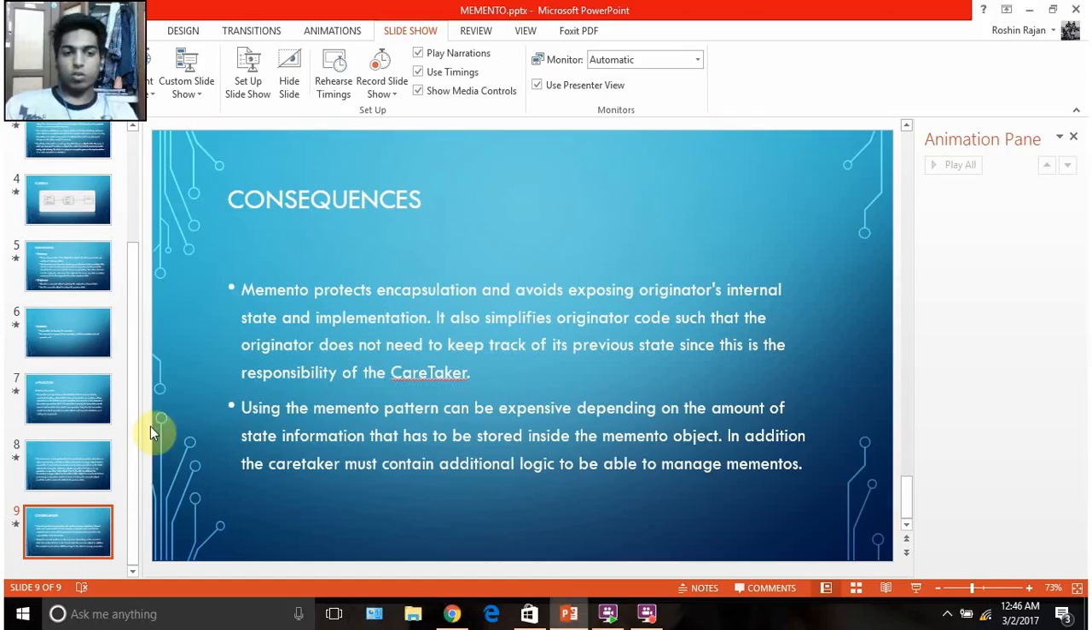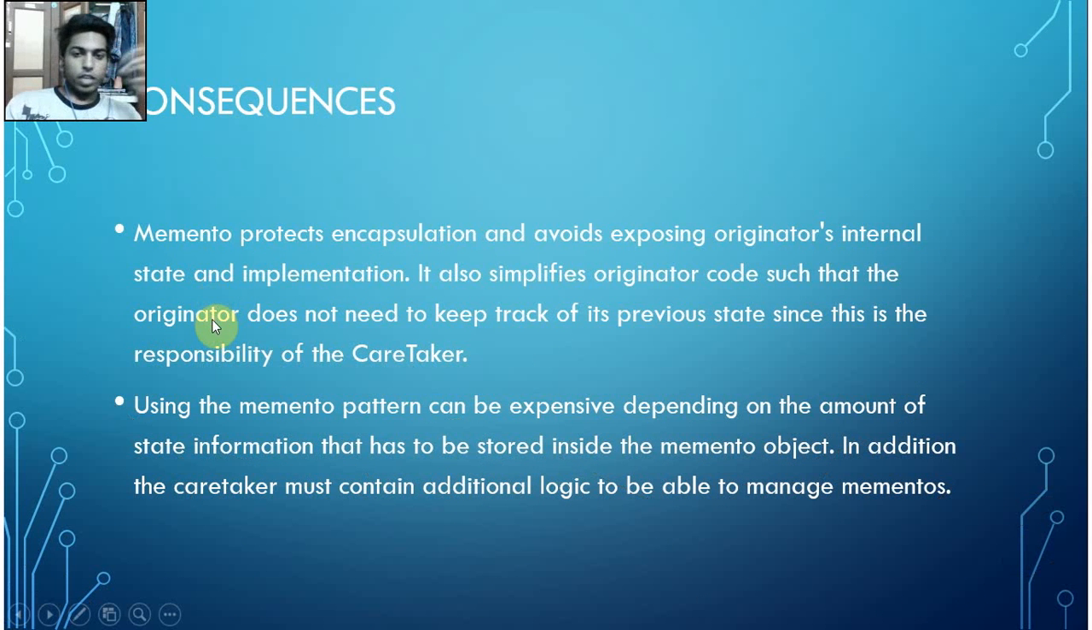If you look into the consequences of this, memento protects encapsulation, avoiding exposing the originator's internal state and implementation. It also simplifies the originator's code, such that the originator does not keep track of previous states. This is the responsibility of the caretaker. Encapsulation makes sure that object state and property stay together, and it also makes sure that a memento that is being stored is not being manipulated. That is, the state has to remain as it was while it was successfully executed.